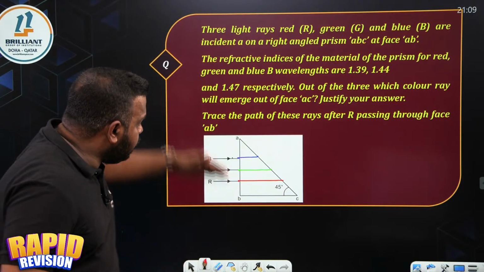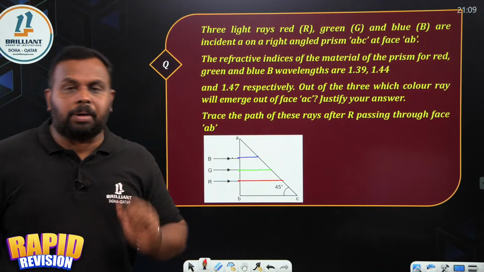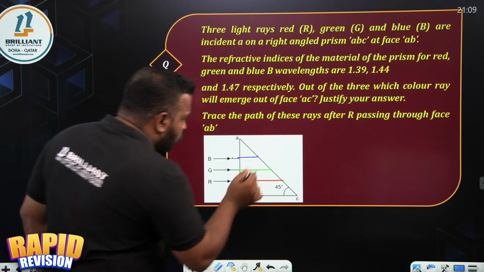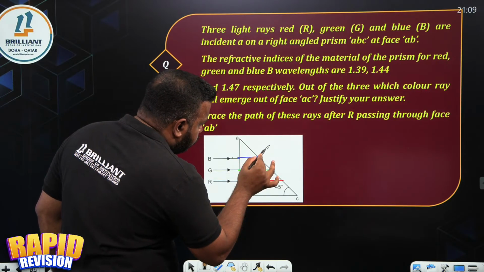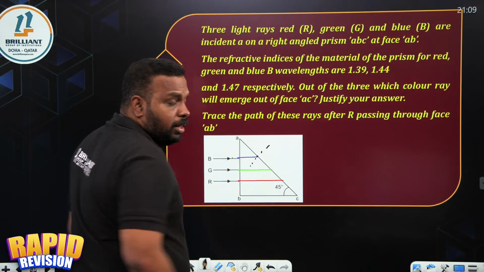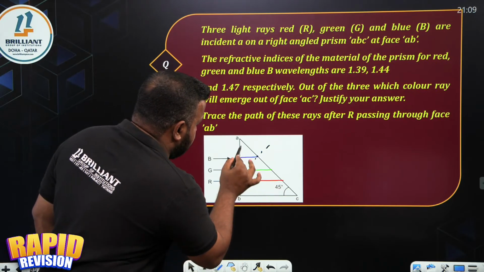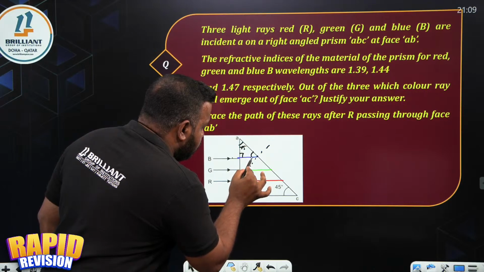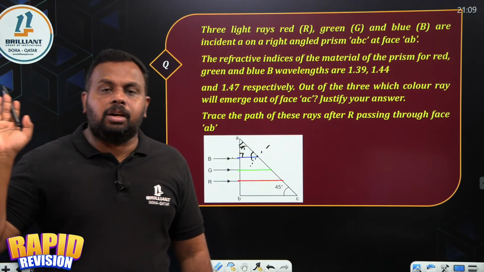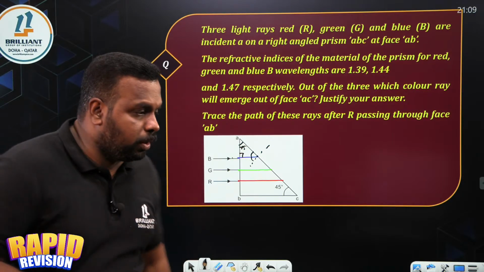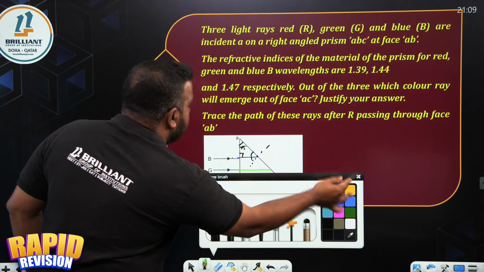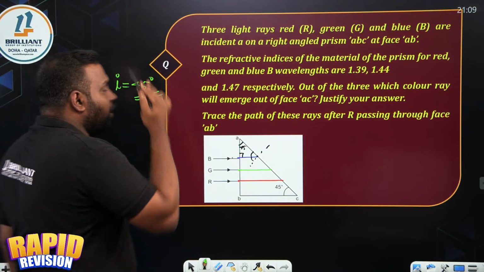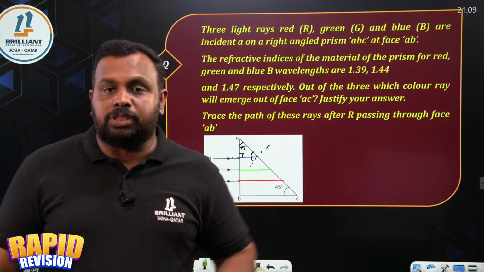Okay, and when it reaches the second face, they are not perpendicular. So our next step is finding the angle of incidence. It's very easy. If you are drawing the normal, this is a normal, right? It's an isosceles right angle prism. So this angle is 45, this is 45, this is 90. So this will be 45, this will also be 45. So angle of incidence for all the colors is what? 45 degree. I equal to 45 degree. That is the first point. We got angle of incidence is 45 degree. Is it okay?